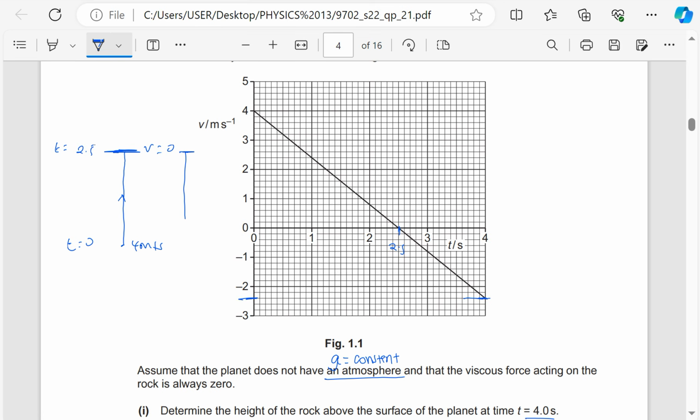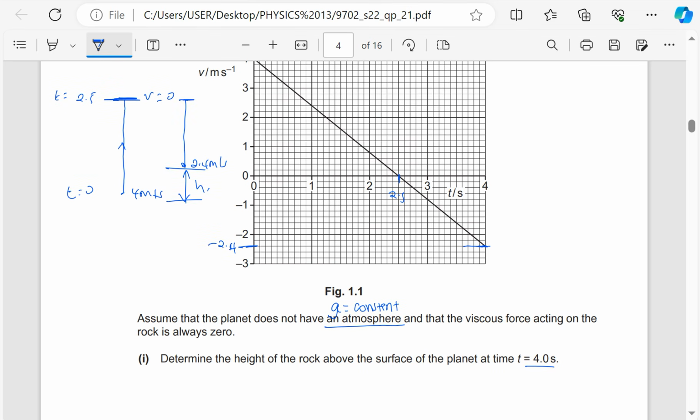The velocity with which it hits the point is this one here, which is negative. 2.1 divided by 5, that is 0.2, so this will be 2.4. So when it reaches here, it is a velocity of 2.4 meters per second. So we want the height, this height here above the surface of the planet, assuming that this was the surface of the planet.